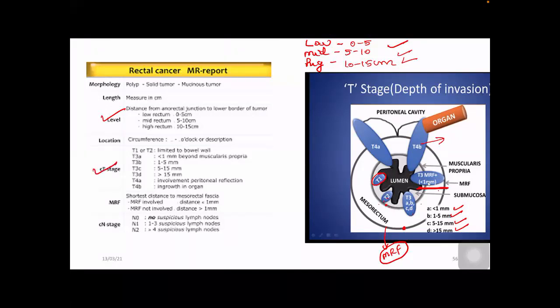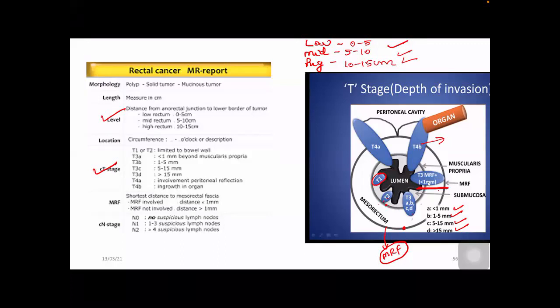The next important thing is the T stage. So the MRI T stage is basically the T1, which I told is limited to the submucosa. So these will all be clearly seen in the MRI image. This is a pictorial representation of the MRI T stage. T2 is basically where the tumor is infiltrating the muscularis propria and has not completely invaded it. T3 is a tumor which has invaded the muscularis propria and come to the mesorectum.